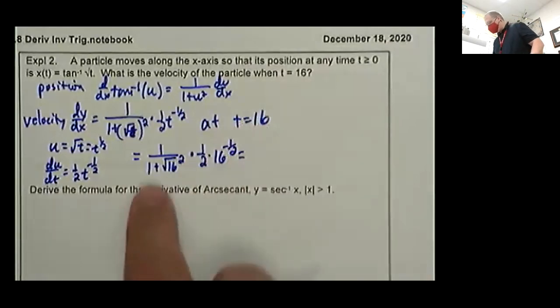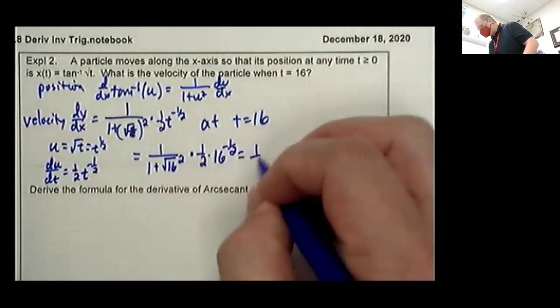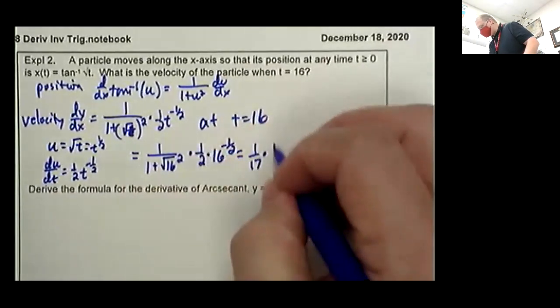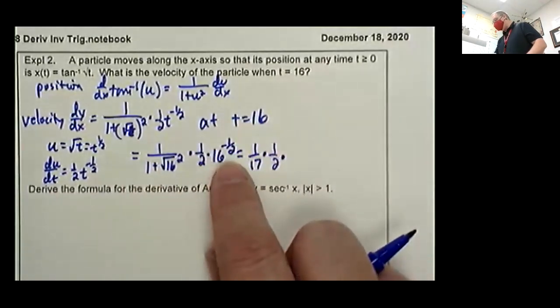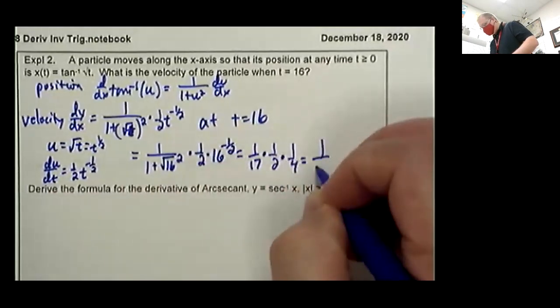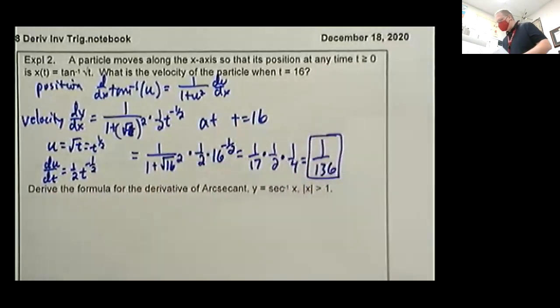And we'll follow all that through. Square root of 16 is 4. 4 squared plus 1 is 17. So that first part is 1/17. These are all multiplied times 1/2. 16 to the negative 1/2 is 1/4. And we'll put that on a calculator, and we get 1 over 136. So there's the velocity of our particle at t equals 16.